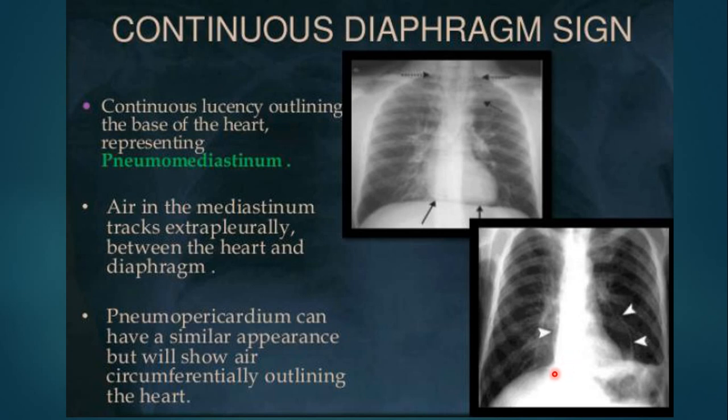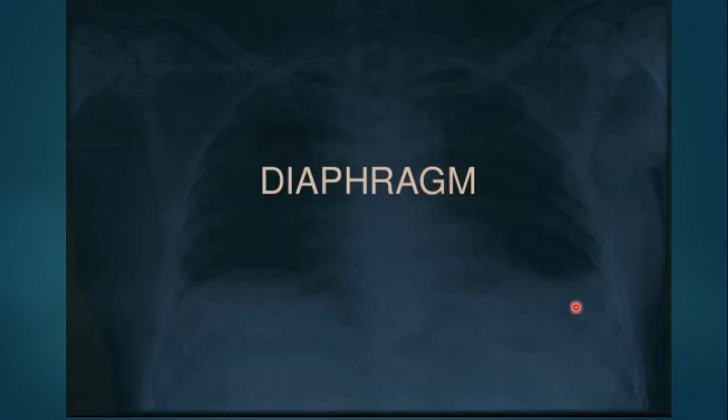Regarding pneumopericardium, it is air within the pericardial sac, not the mediastinum. That will result in visualization of the parietal pericardium. It has two layers, you know, the visceral layer and the parietal layer. The parietal layer will be visualized, and pneumopericardium will show air surrounding the heart, but not necessarily a continuous diaphragm sign, because there will be no extrapleural air. It's air within the pericardium.